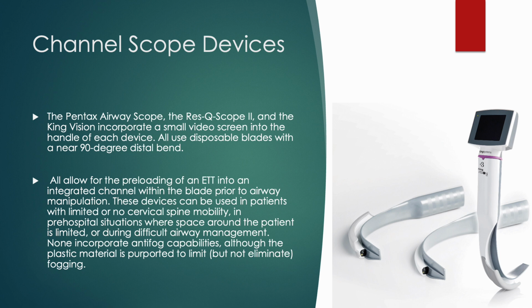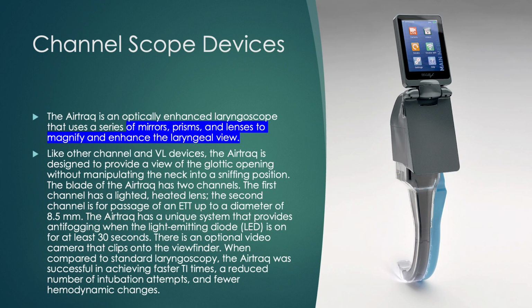I hate channeled scopes. These were the knockoff glide scopes. The little camera piece slides into it. It clicks. They're just trash. Pentax, the Rescue Scope, the King Vision. These all try to do what the McGrath did before the McGrath. And you have to load your ET tube in that channel to the side here. I never enjoyed them. They never worked well.